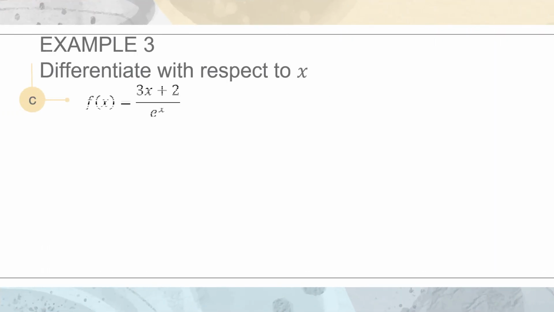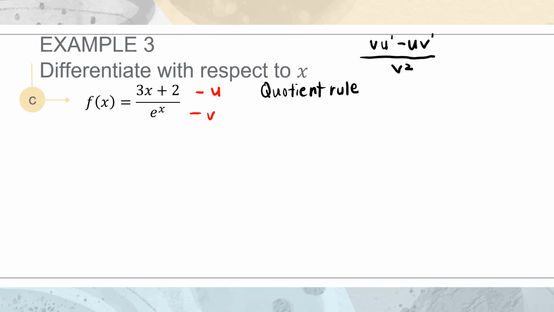As for the third example, now we have f(x) is equal to 3x plus 2 over e power of x, and again because this one I'm going to divide 3x plus 2 divided by e power of x, we just need to label u and v, but now we are going to use the quotient rule. So for the quotient rule, please remember the formula is vu prime minus uv prime. Everything is divided by v squared.